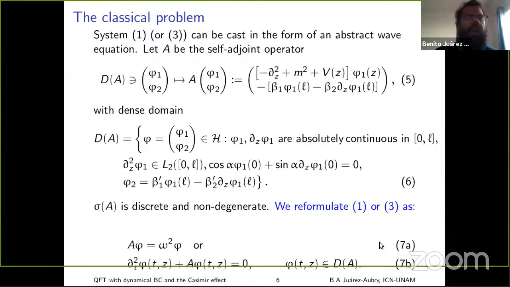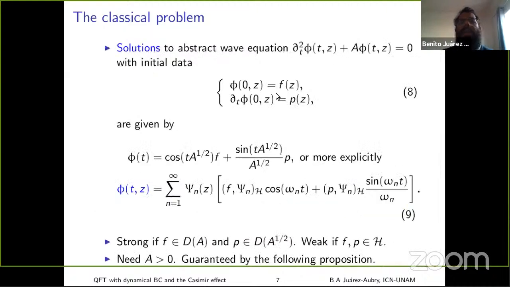Just also, we know from general mathematical results that the spectrum of this operator is discrete and non-degenerate. And it's of course real because it's self-adjoint. Okay, so once we have cast the original complicated looking equation as an abstract wave equation, we know how to solve wave equations, because this is what we do as physicists basically most of our time.